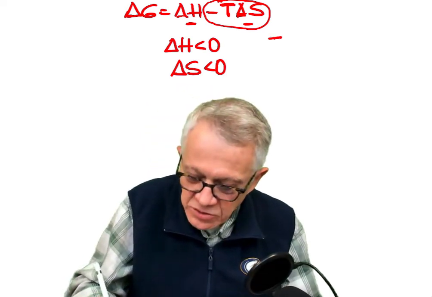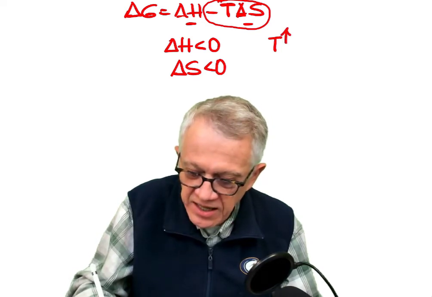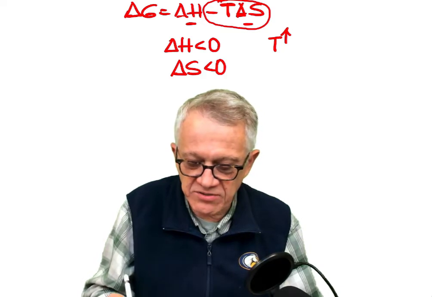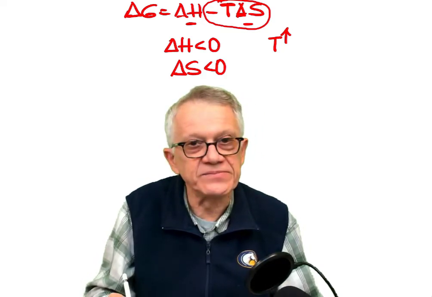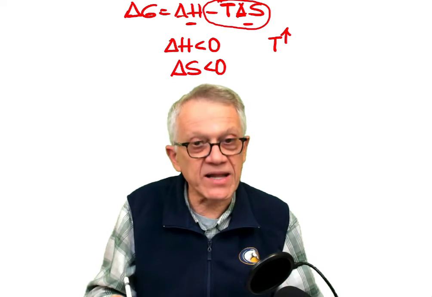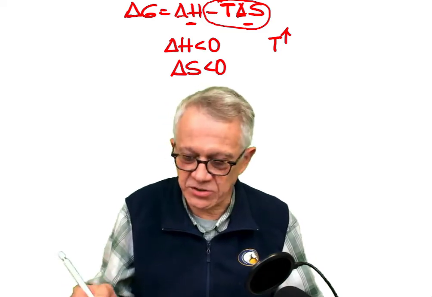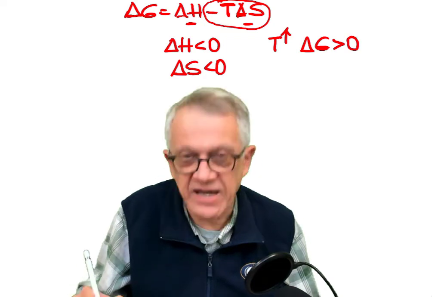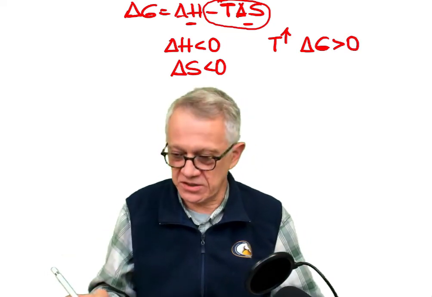If the temperature here is high, this positive value is going to be very high, right? Because it's multiplied by a very large number, the temperature. So the delta G might as well become larger than 0, a non-spontaneous process.